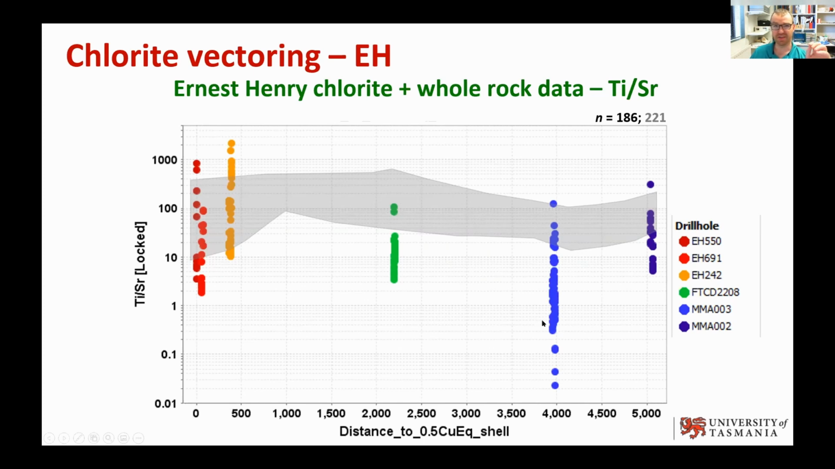Interestingly, this is MMA3, so about 4 kilometers out or so. We get very low titanium over strontium ratios. So they're higher inboard, closer to the deposit. They kind of fall away, and then they start picking back up at MMA2, 5 kilometers or so out.